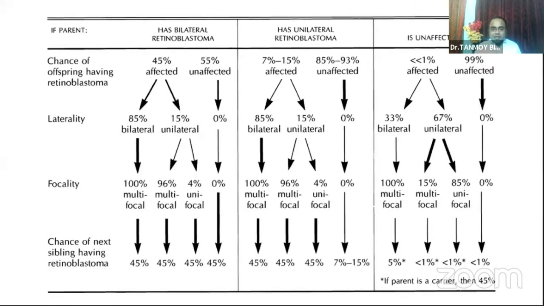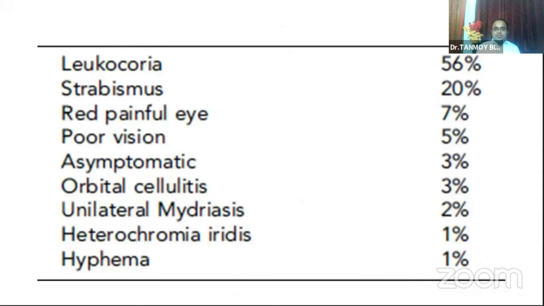Here in this chart, it shows the distribution of the chances of occurrence in different populations, if the parents have retinoblastoma versus if they don't. As you can see, there is a higher chance of having it if there is a positive family history.